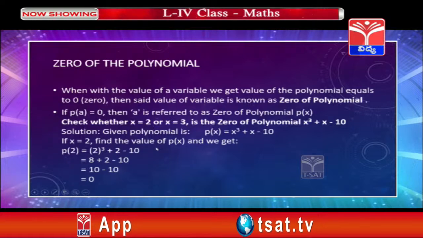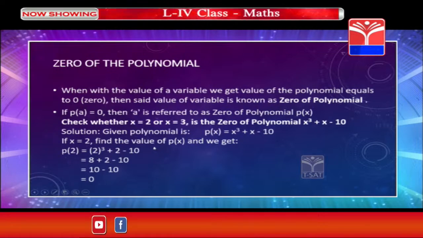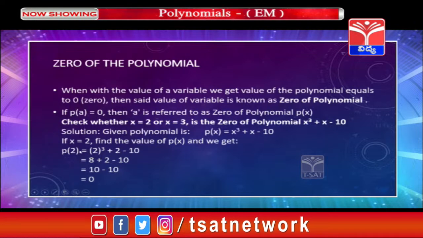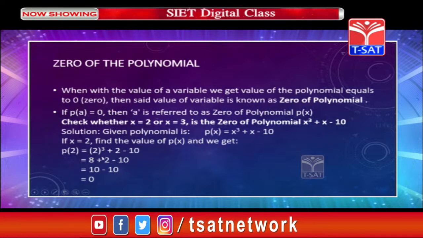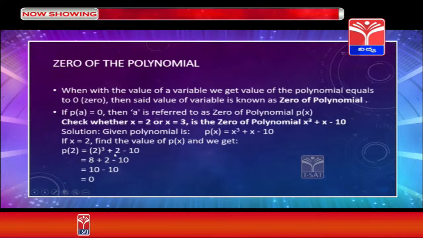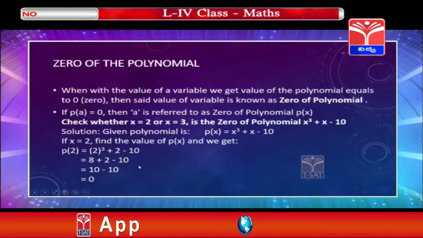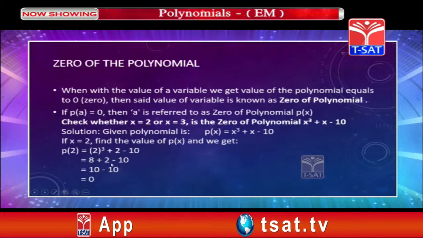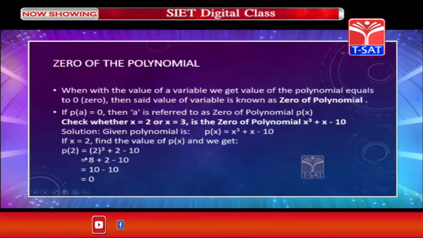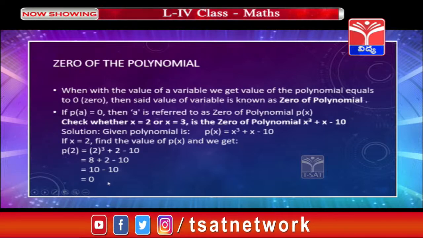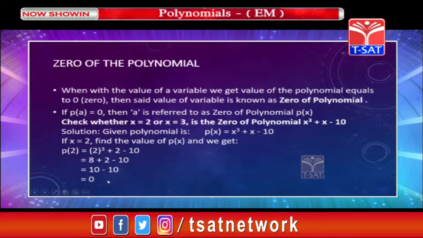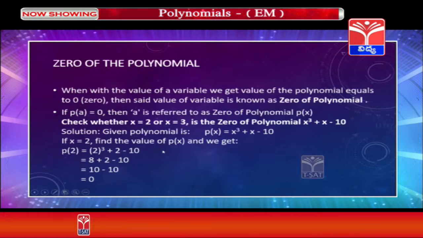What do you have to do now? You have to replace x by 2, that is, find the value of p of 2. So p of 2 means 2 cube plus 2 minus 10. Of course 2 cube is 8, 8 plus 2 is 10, 10 minus 10 is 0. So p of 2 is 0. Clear? Okay. When p of 2 equals 0, you can say 2 is a zero of the polynomial.